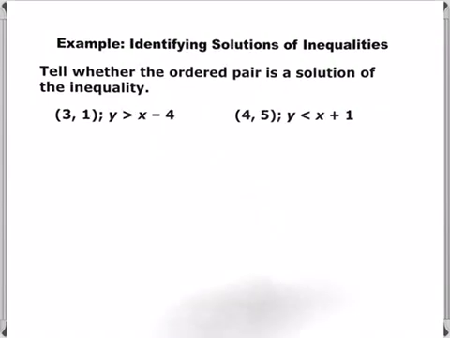We're going to do the same thing in these two examples as well. We've got our x and our y, and we're going to plug it in to see if it remains true. So 1 is greater than 3 minus 4. Well, 3 minus 4 is negative 1. So 1 is greater than negative 1, so this is true. So this is a solution.